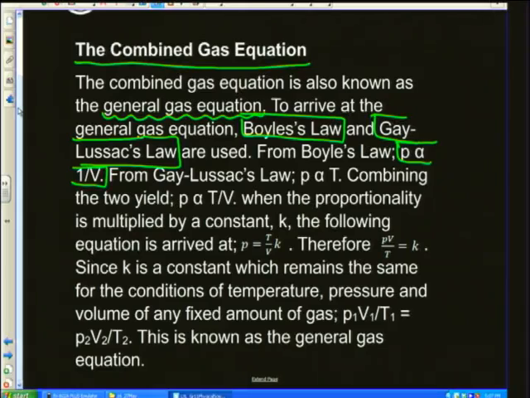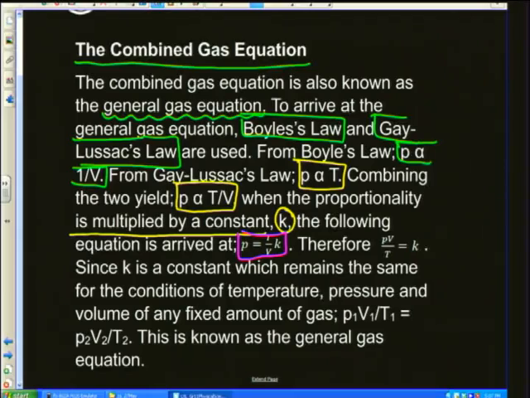And from Gay-Lussac, we know that pressure is directly proportional to T. When we combine the two, we can therefore say that the pressure is directly proportional to T over V. When the proportionality is multiplied by a constant K, what do we get? We get, and this is very crucial, that P equals T over V times K.